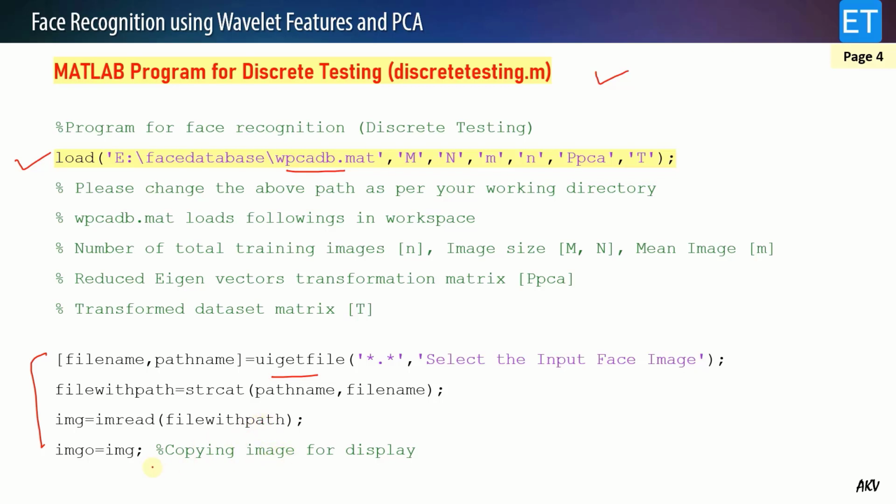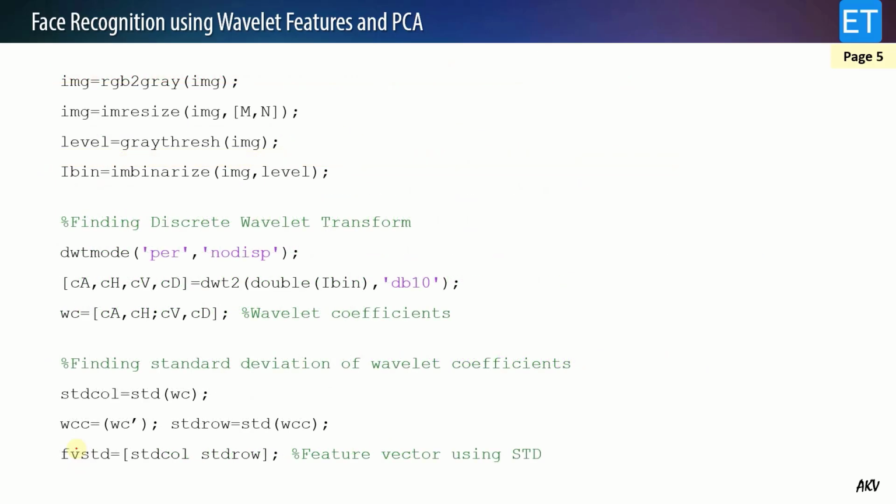Then I copy this image to another variable that will be used later for display purposes. Since the input image is an RGB image, I convert it into grayscale, resize it, and then binarize it. This code is exactly the same as what I wrote in the training file. Then I take the wavelet transform of the image, getting the 4 coefficient matrices: approximation, horizontal detail, vertical detail, and diagonal detail, and arrange these matrices to form this WC matrix.